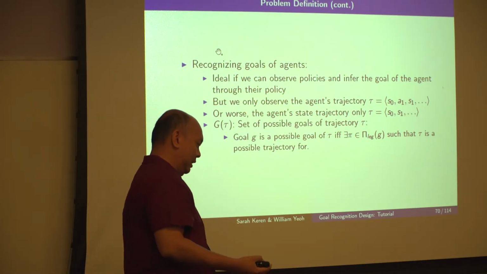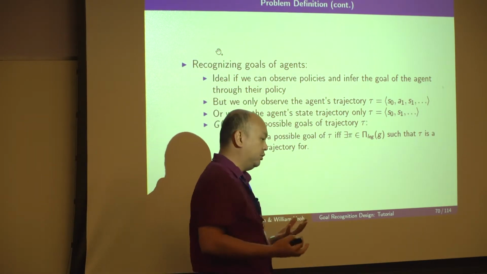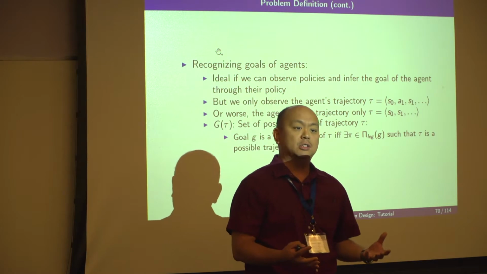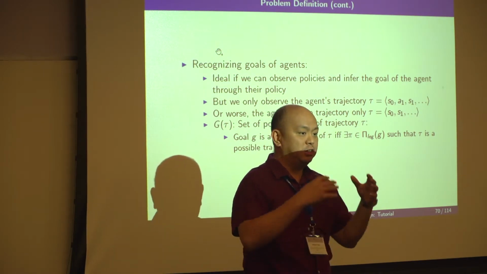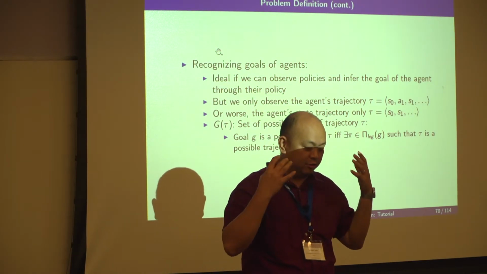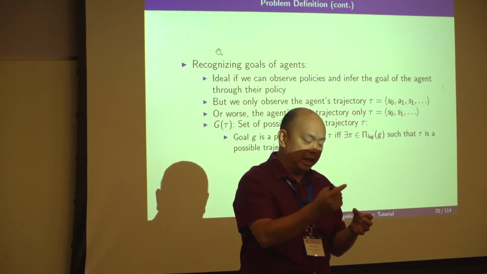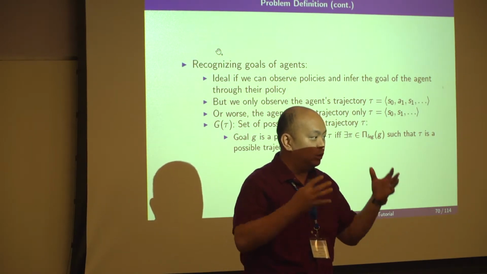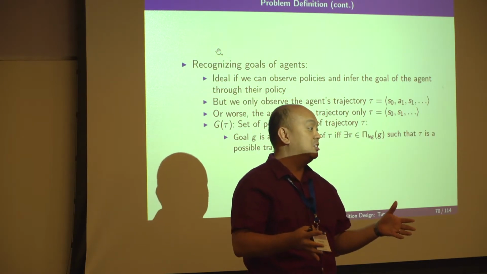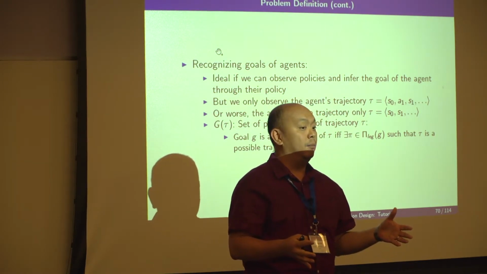It would be ideal if we could observe the policy of the agent, right? If we could see somehow, magically, what action the agent will take for all possible states, that would make things really, really easy, right?